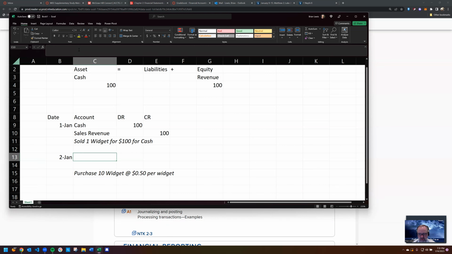Now, I'll make this simple. We'll make this a little different so that it's going to go into inventory. It's not going to be an expense, it's going to be an inventory item. So we're going to go inventory for 10 times 0.5, right? So that's $5. And then we have to do cash, and cash is going to be for $5 because we have to match.